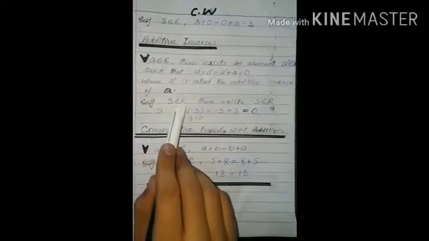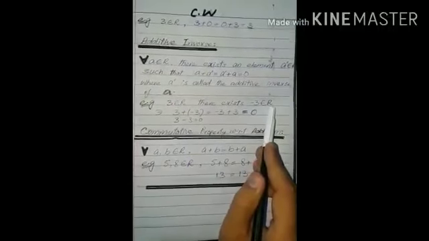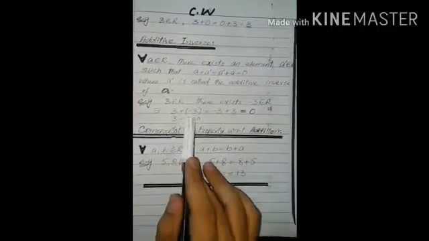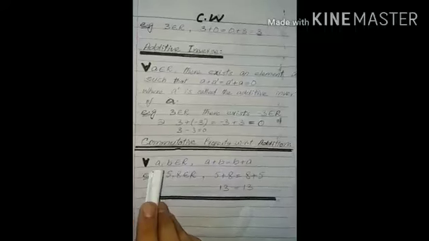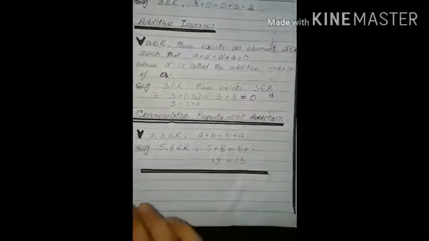For example, 3 is a real number, and there must exist minus 3 in the real number set, and when we add these two numbers, we get the additive identity, 0, as the result. Now the next property is the commutative property with respect to addition.